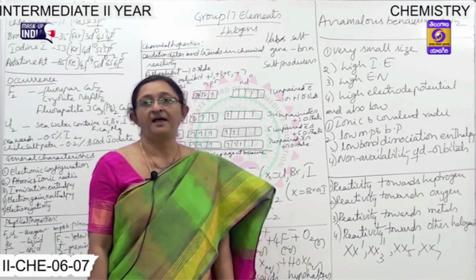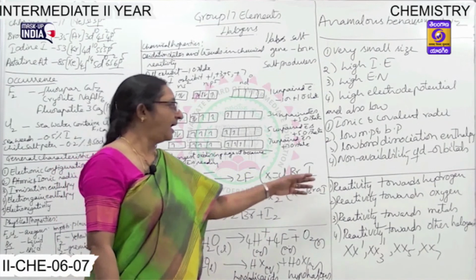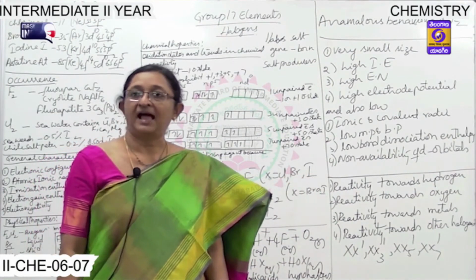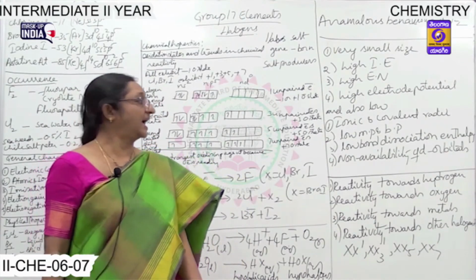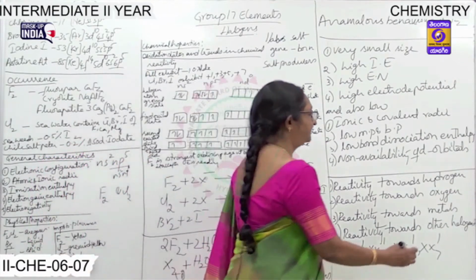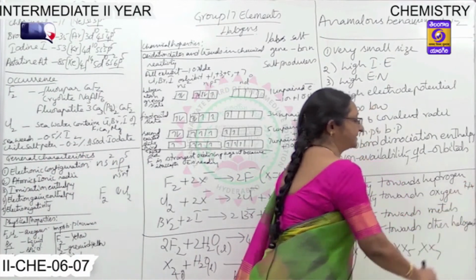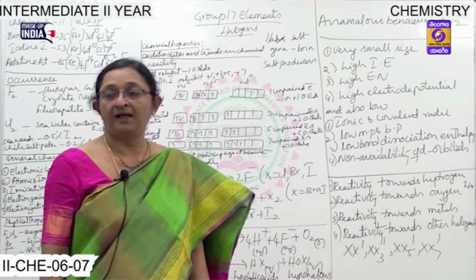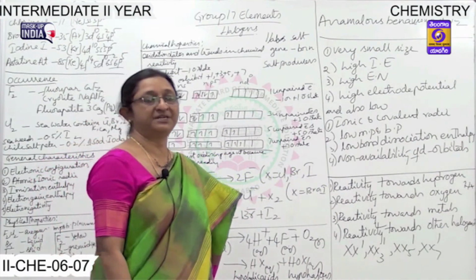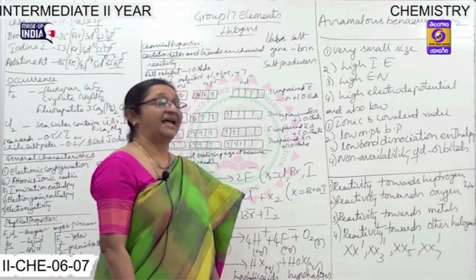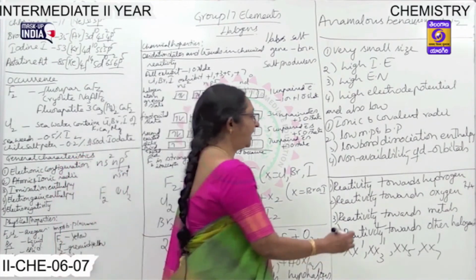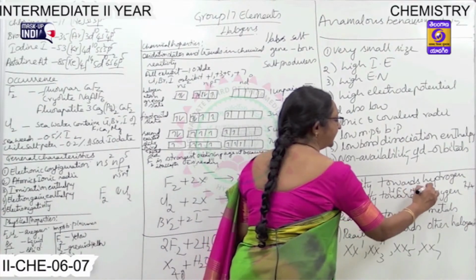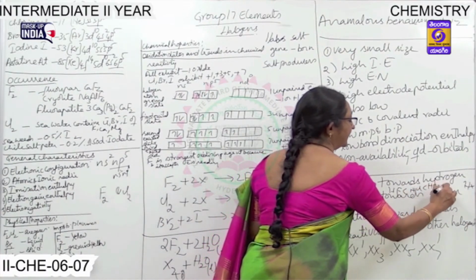The first one, reactivity towards hydrogen. Halogens react with hydrogen and they form hydrogen halides of the type HX. Like they will form hydrogen fluoride, hydrogen chloride, hydrogen bromide and hydrogen iodide. So the acidic strength decreases in the order HI > HBr > HCl > HF.